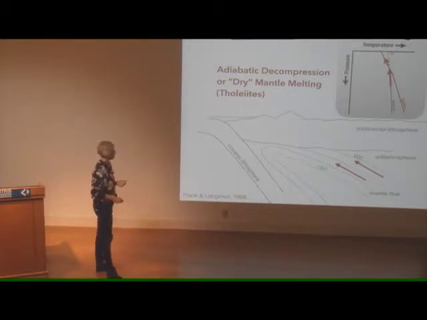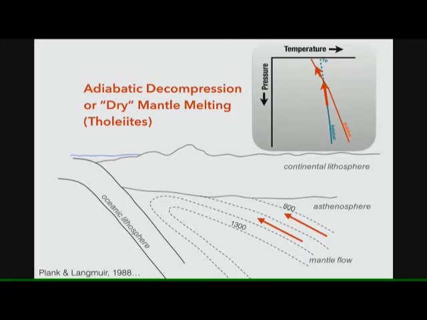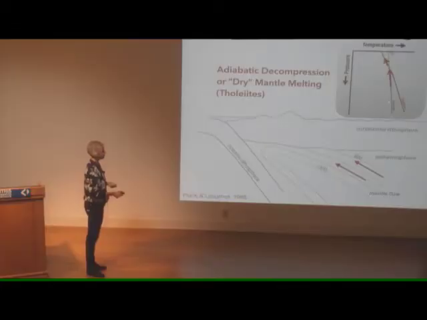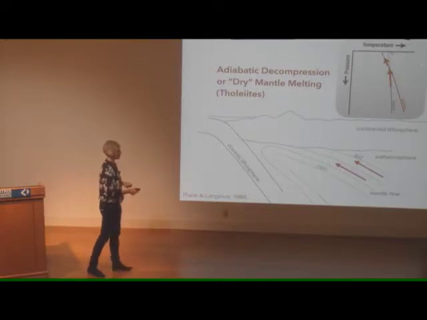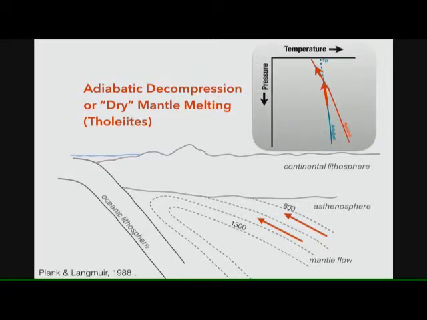And I touched on this in my lecture last week, but just to remind us, adiabatic decompression melting is when you have the mantle rising along an adiabat, and then it intersects the solidus, which has a shallower slope, and therefore it's energetically favorable for it to follow the solidus rather than to continue along the adiabat. And that difference in temperature between the solidus temperature and the adiabat is the heat provided, the latent heat of fusion, to melt the sample.